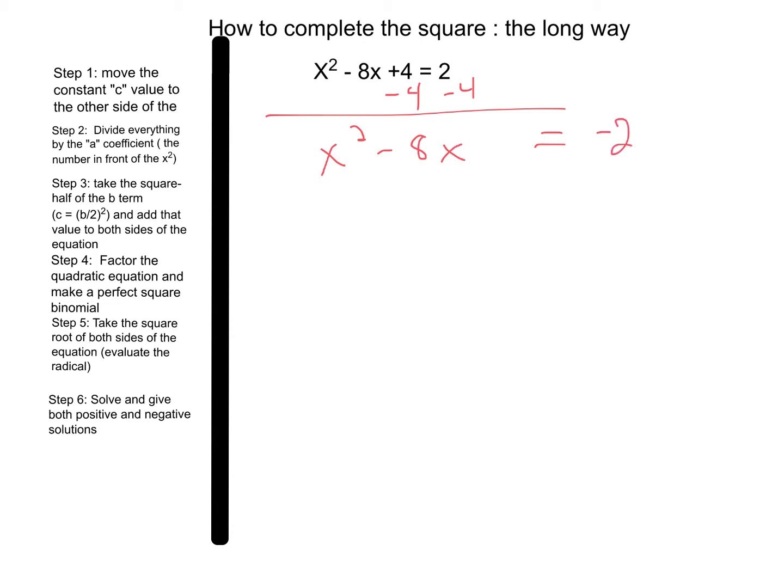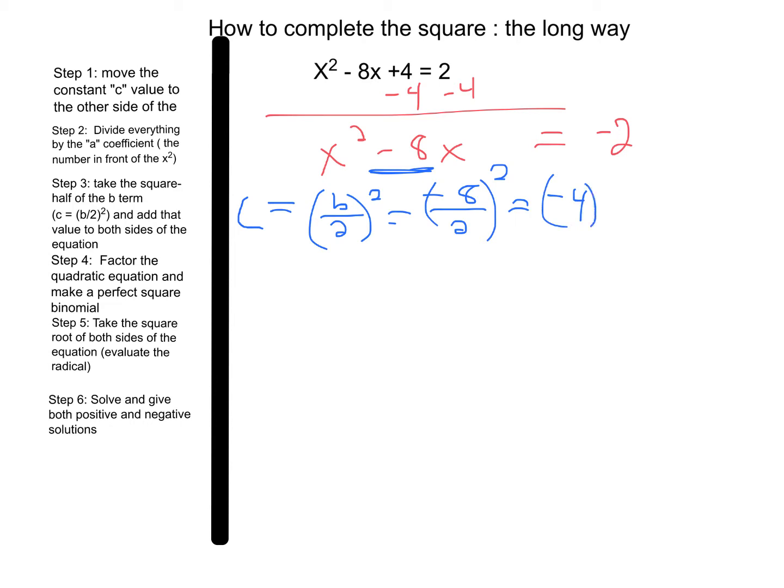Okay, our next step, divide everything by the lead coefficient. Well, again, there is no lead coefficient in front of the x squared, so I don't have to worry about that. Now we have to do our square half. So here's my b value. So our c value is going to equal b divided by 2 squared, or negative 8 divided by 2 squared, or negative 4 squared, which is 16.